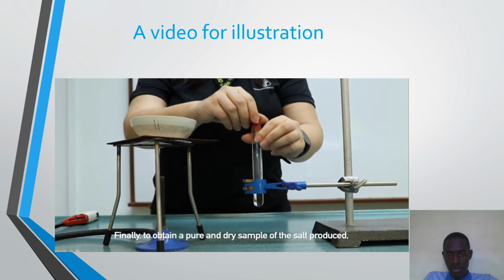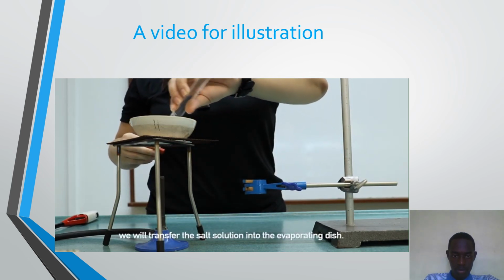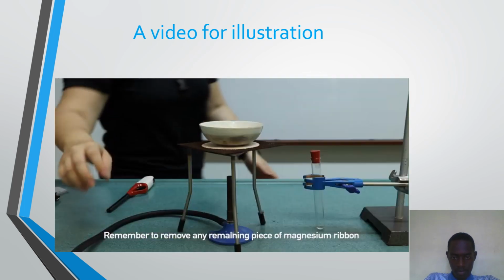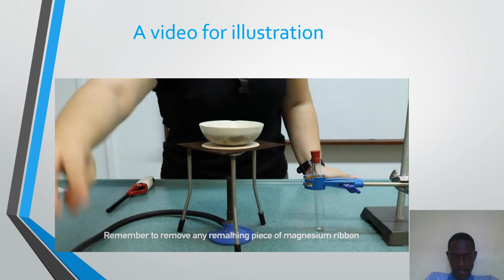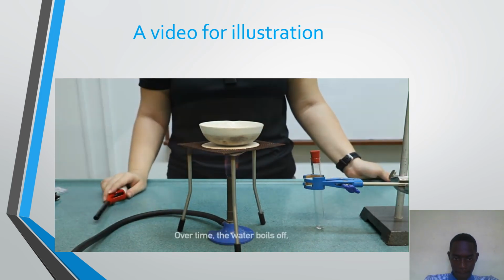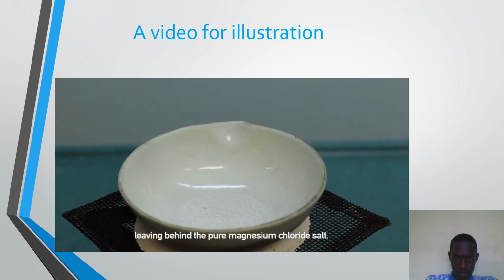Finally, to obtain a pure and dry sample of the salt produced, we will transfer the salt solution into the evaporating dish. Remember to remove any remaining piece of magnesium ribbon before heating the mixture strongly. Over time, the water boils off, leaving behind the pure magnesium chloride salt.